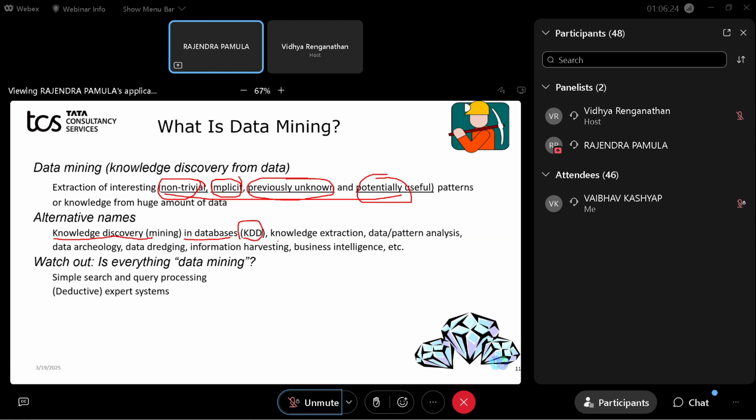And then we have knowledge extraction. Now, what is the difference? Maybe I will ask you a question. What is the difference between knowledge discovery and knowledge extraction? Can anyone answer? You can put it in the chat box.